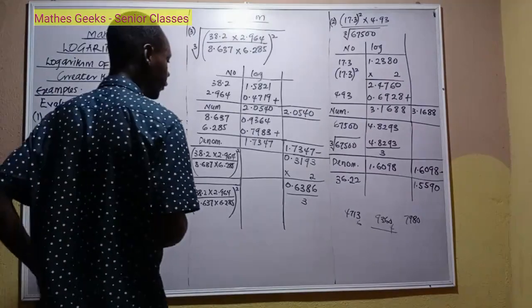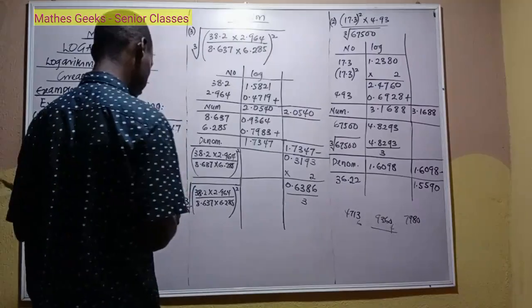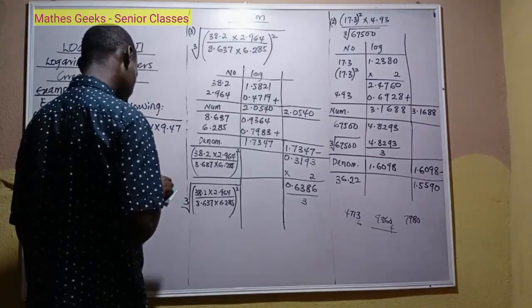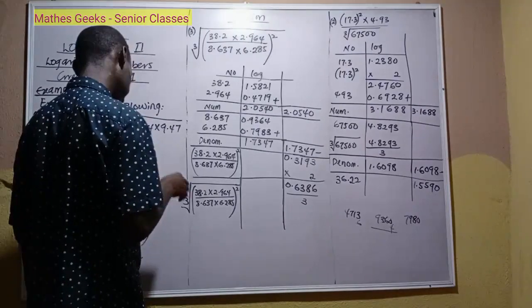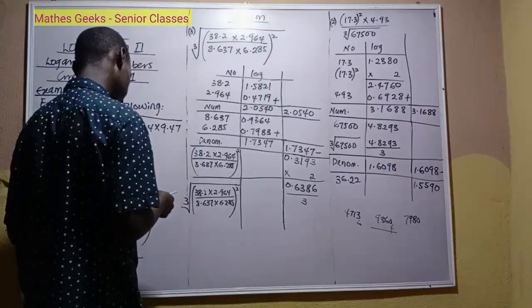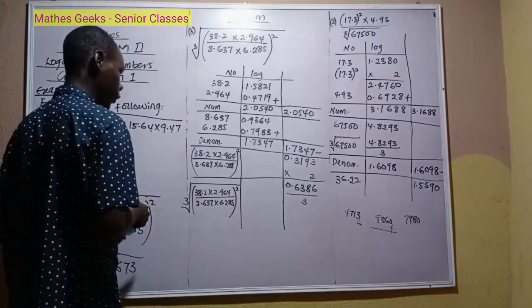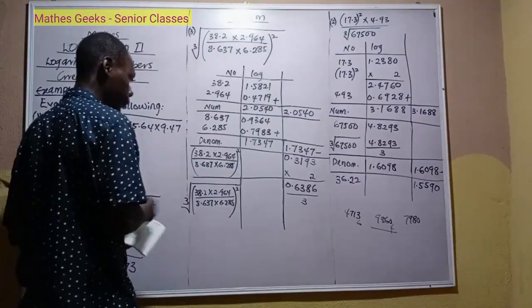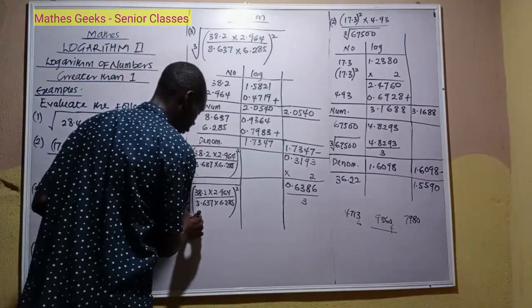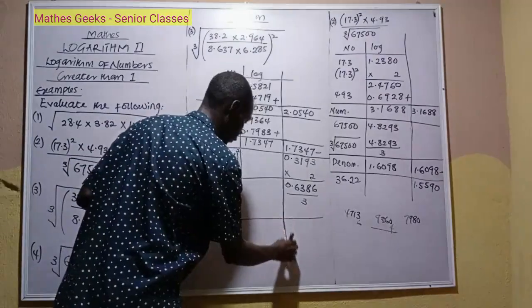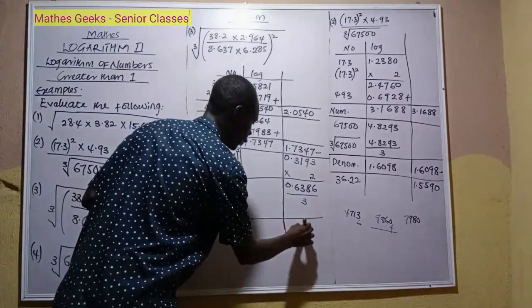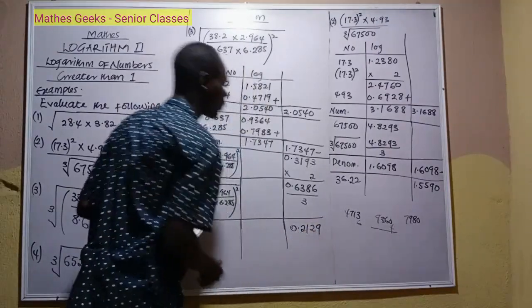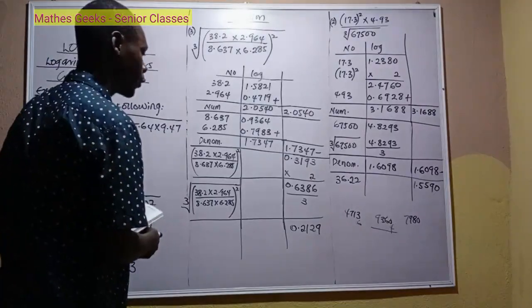Calculator again. So 0.6386 divided by 3 is 0.2129. And this will give us 0.2129. So next thing is to look for the antilog of 0.2129.